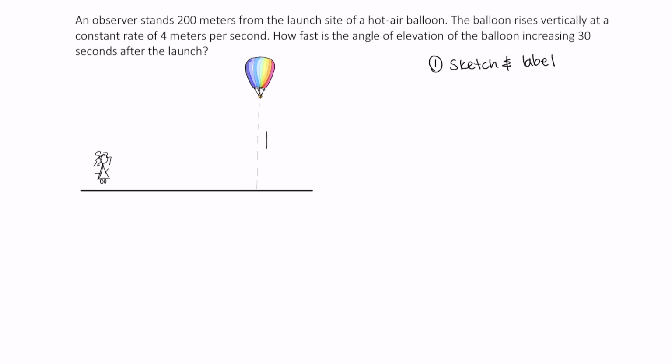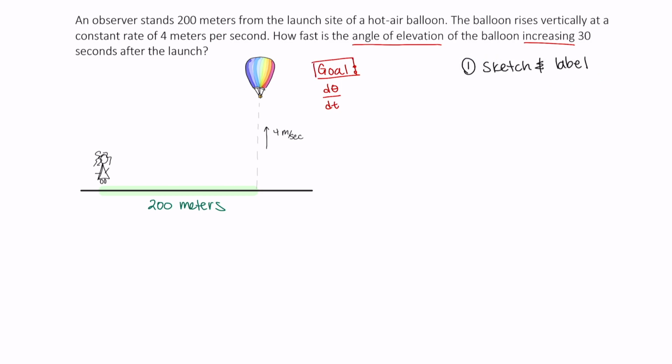Vertically at a constant rate of 4 meters per second. And we know the observer is 200 meters from the launch site. So this distance here is 200 meters. And now we're interested in the angle of elevation. Here's our goal. How fast is the angle of elevation increasing? So I'll write down this goal. That's really important. Our goal is the change in angle over time, d theta over dt.